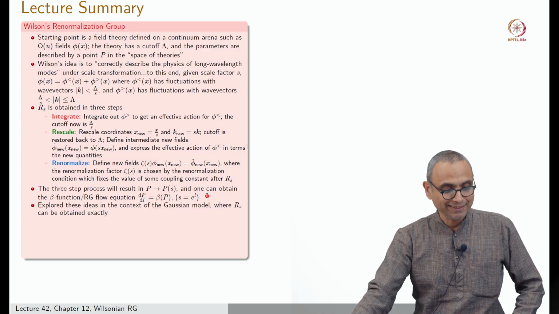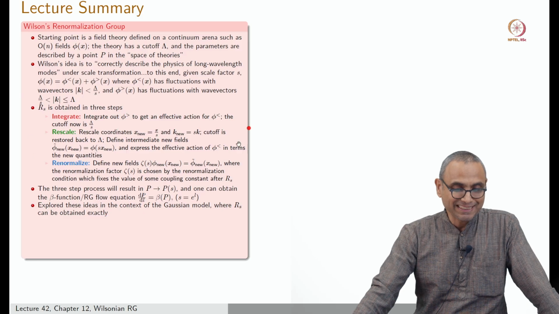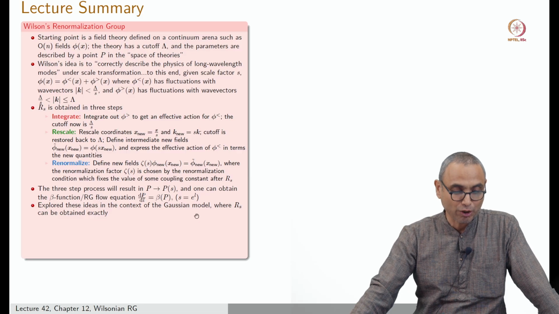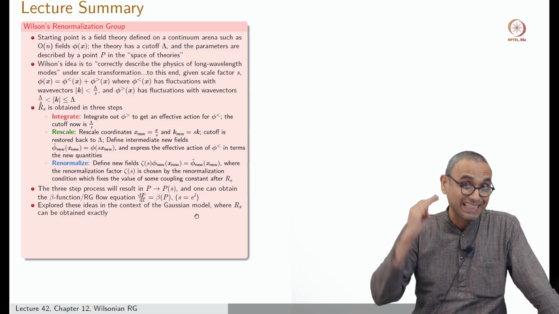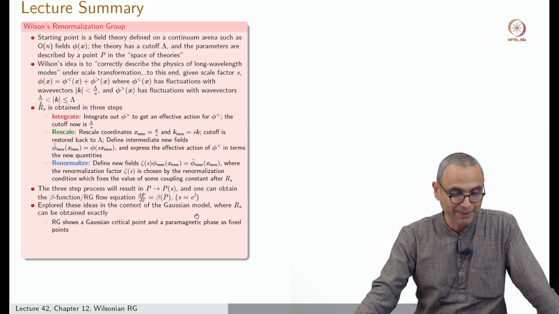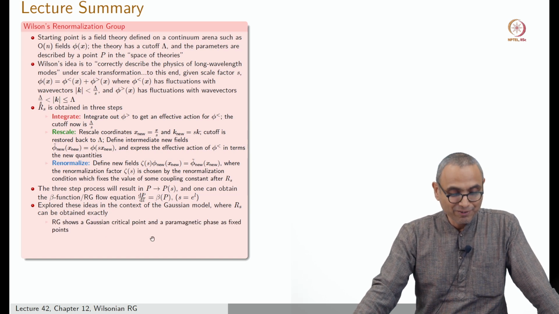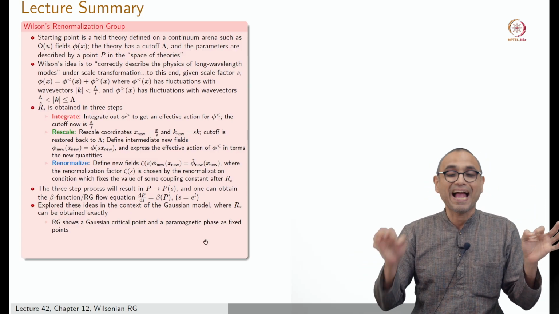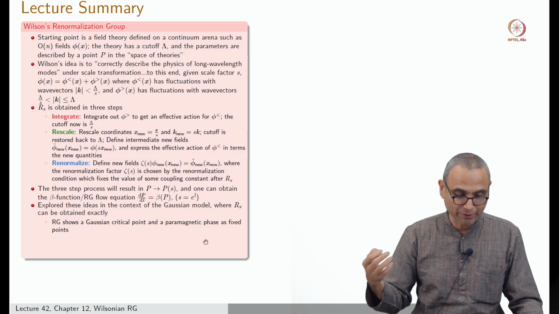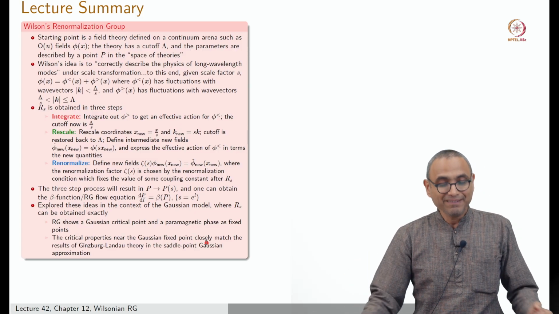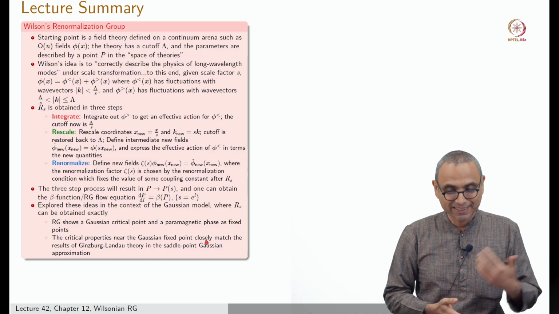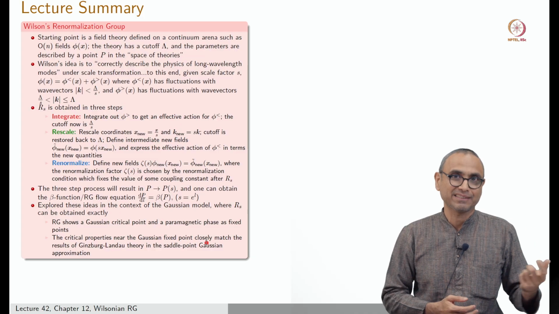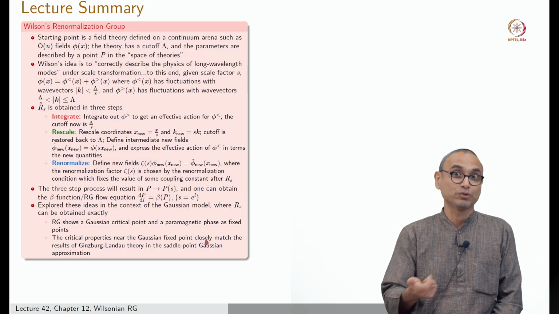Okay, so that is what you will get, and these ideas we demonstrated by explicit calculation of the Gaussian model, where the RG can be implemented exactly. There is no approximation of any kind in implementing RG for the Gaussian model, and we were able to obtain the two fixed points, namely the Gaussian critical point and the paramagnetic fixed point, the paramagnetic phase. We were able to extract critical properties near the Gaussian fixed point, which agreed with our explicit detailed calculations using the Ginzburg-Landau theory within the Gaussian approximation.